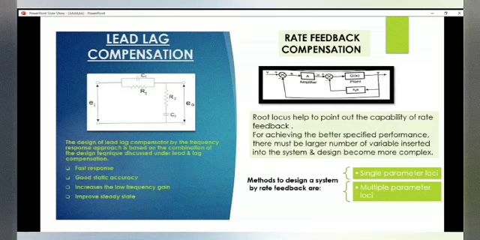And the last thing, rate feedback compensation. Root locus helps to point out the capability of rate feedback. For achieving the better specified performance, there must be a larger number of variables inserted into the system and the design becomes more complex. There are two methods to design a system by rate feedback: single parameter loci and multi-parameter loci.